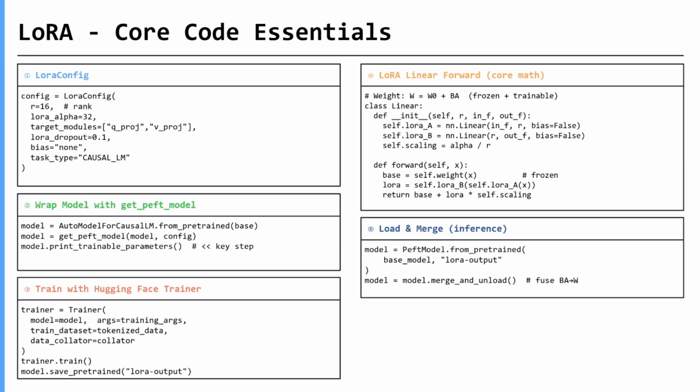After merging, the model is a standard transformer again with zero extra latency, no separate LoRA path, no overhead, just a single merged weight matrix. This is what makes LoRA so practical for deployment. So this is the full pipeline of the LoRA implementation.